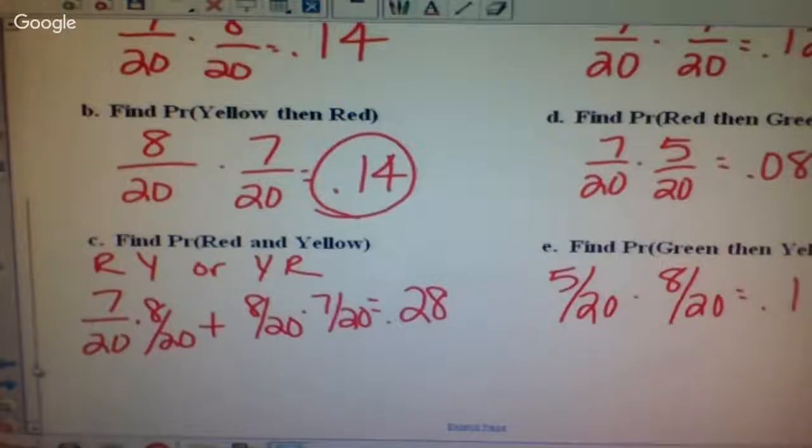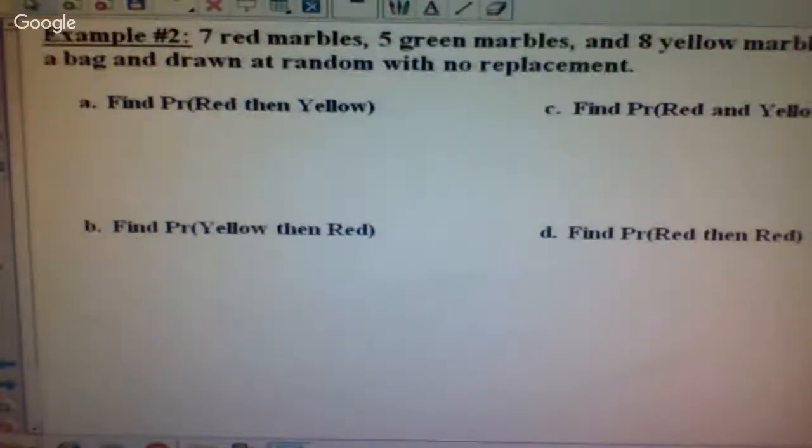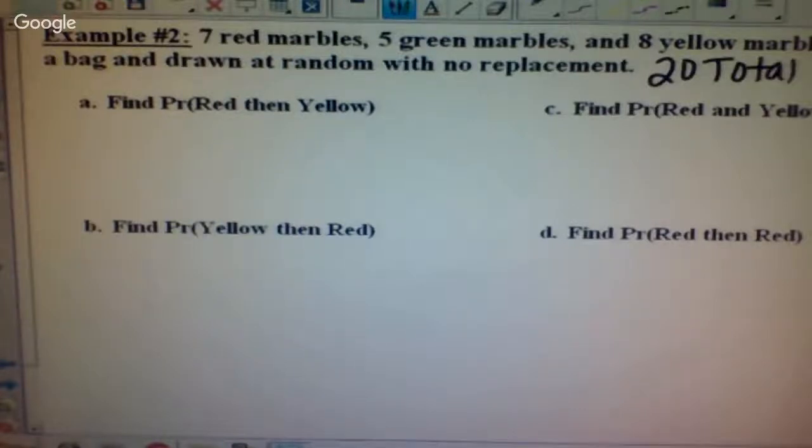Okay, last one of these, and then we're into the last part of 15.5. This time, I'm not replacing. Nothing has changed, though. I still have 20 total. I have 8 yellow, 5 green, 7 red. A says I want red, then yellow. 7 out of 20. 8 out of 19.